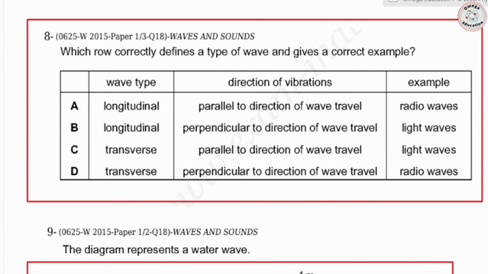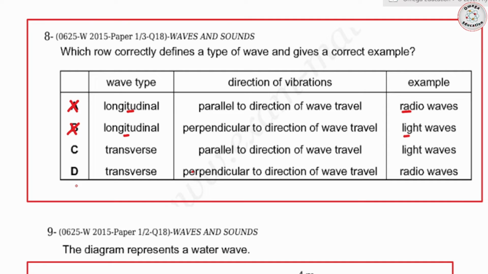All right, so moving on to the next one. Here we have question number 8. Which row correctly defines a type of wave and gives a correct example? Radio waves and light waves are transverse waves. A and B call them longitudinal waves, so we can discard options A and B. We're left with options C and D.